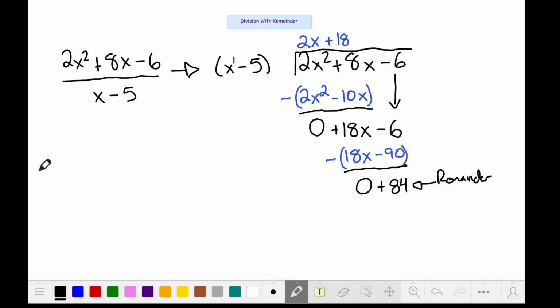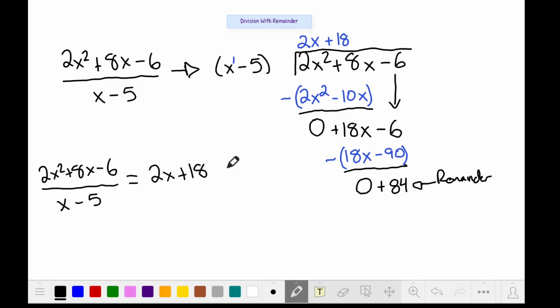So what that looks like is that 2x squared plus 8x minus 6 divided by x minus 5 is going to look like 2x plus 18, so that's the blue term, that's the bit that managed to factorize nicely, plus what was left over. Well, what was left over is the remainder, which is 84. And what we were originally dividing by was x minus 5.